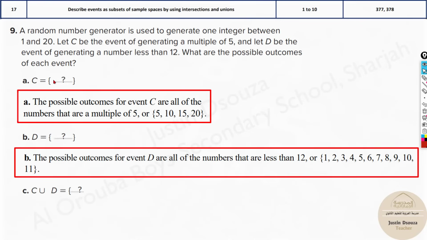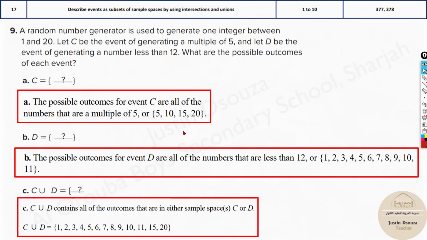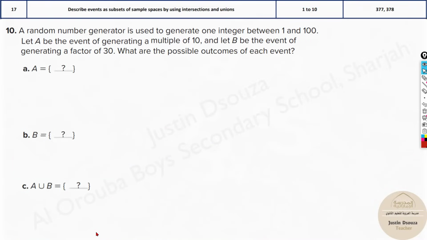And what is the union of these both events? It would be 1 to 11, and then we have 15 and 20. Just write all the numbers. If they are repeated, only write it once. And the last problem in this topic, that's question 17. Again, a random number generator is used, but this time we are generating integers from 1 to 100. Let A be the event generating multiples of 10 and B be the event of generating a factor of 30. Now this is important. I'll come to it in a while. What are the possible outcomes of each event?